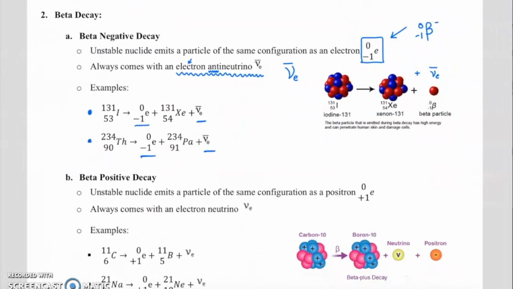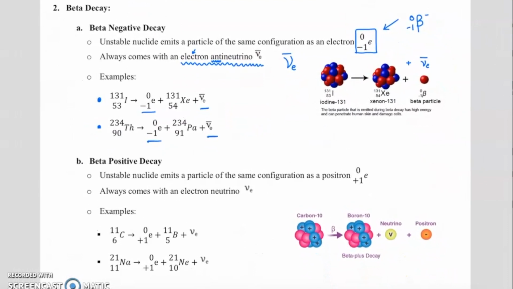The other type of beta decay is beta positive decay. This is when you have an unstable nuclide and it is going to emit a particle with the same configuration as a positron. A positron is pretty strange. A positron is actually the antimatter of an electron. It's the same as an electron, but opposite in every possible way. Kind of weird. We haven't covered antimatter yet, but we're going to get there in a few days. For now, when you hear positron, you should be thinking like an electron, but opposite.